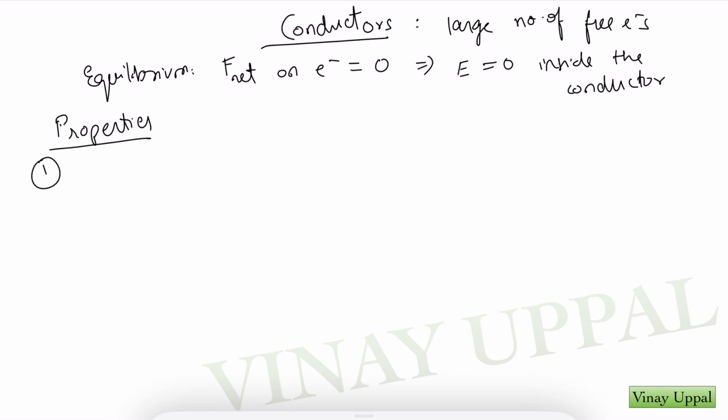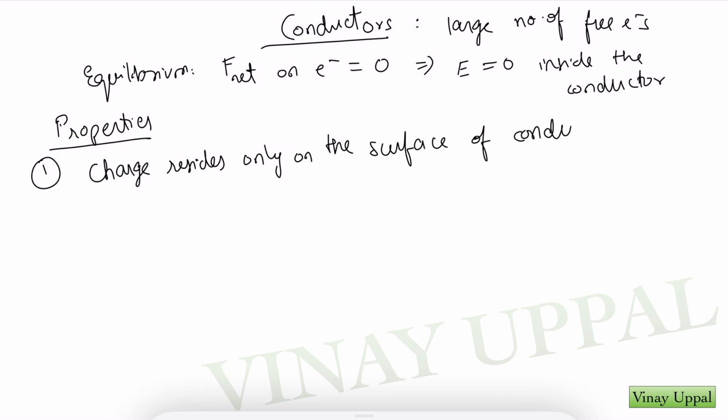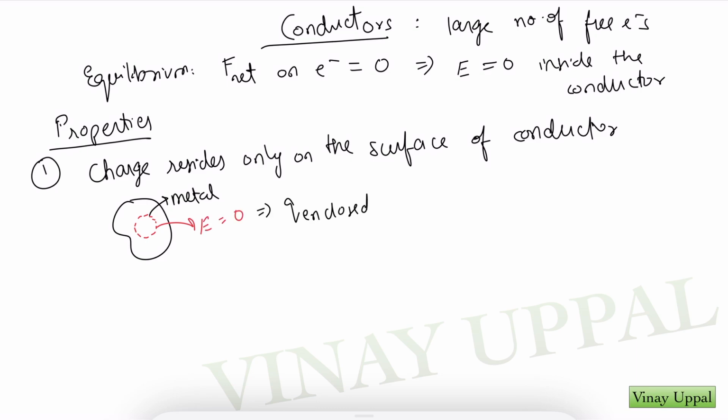So first property is that charge resides only on the surface of the conductor. Suppose I have a metal object, that means a conductor. So this is very easy to prove: if I just consider any Gaussian surface here, because the electric field is 0 everywhere inside the conducting material, that means charge enclosed should be 0. So you can just make as many Gaussian surfaces as you want inside the conducting material and prove that charge everywhere is 0 inside. The only place where the charge can reside is the surface.